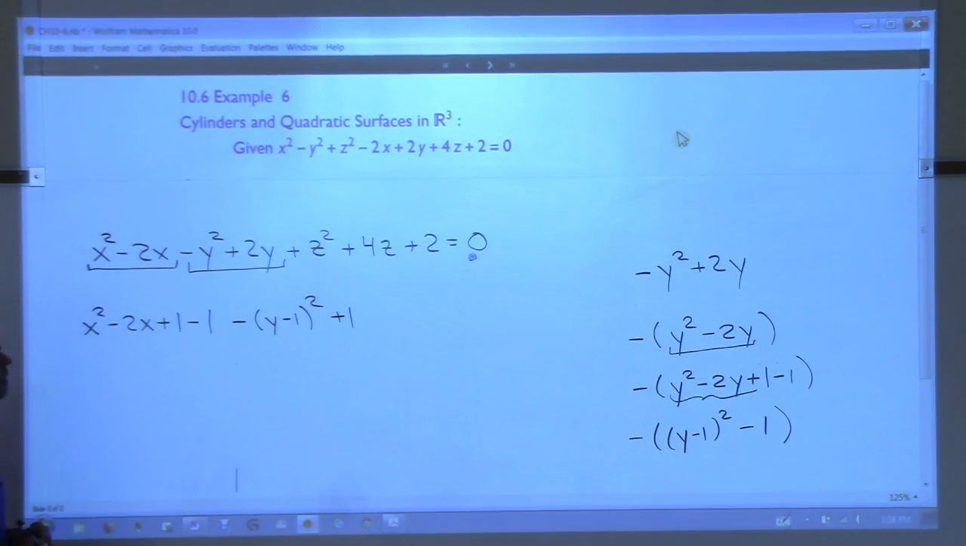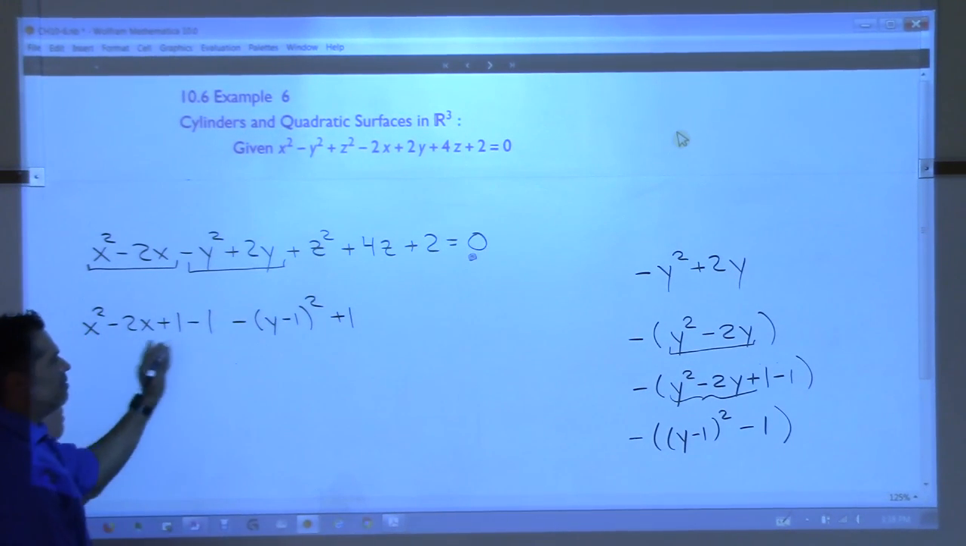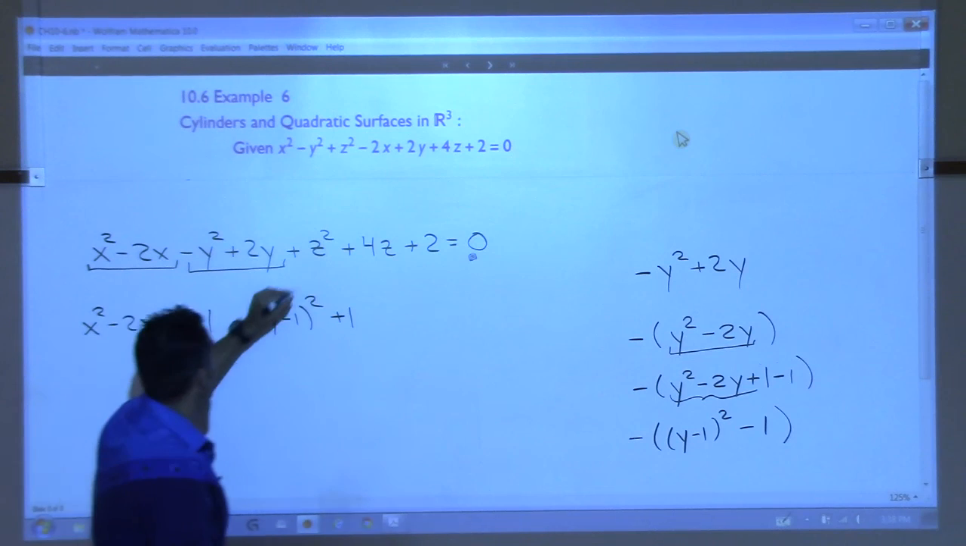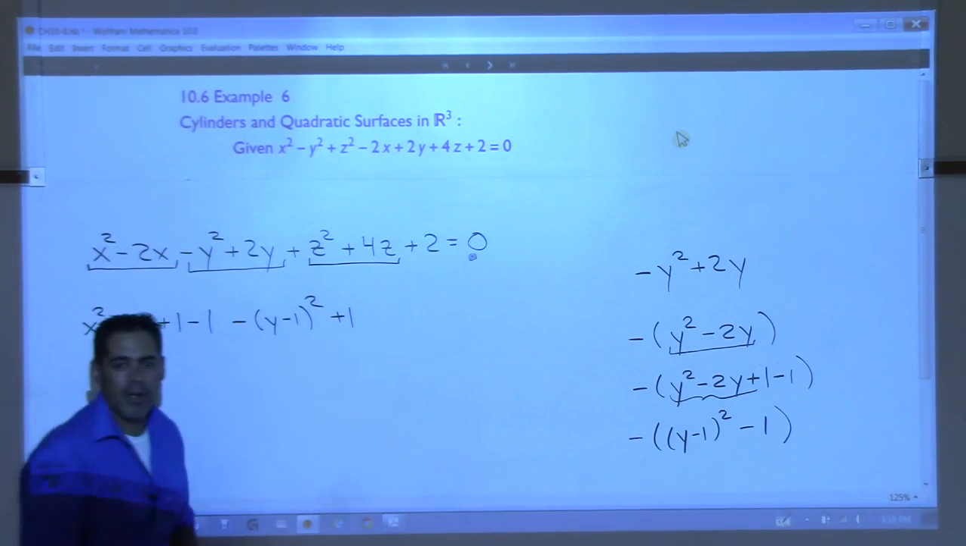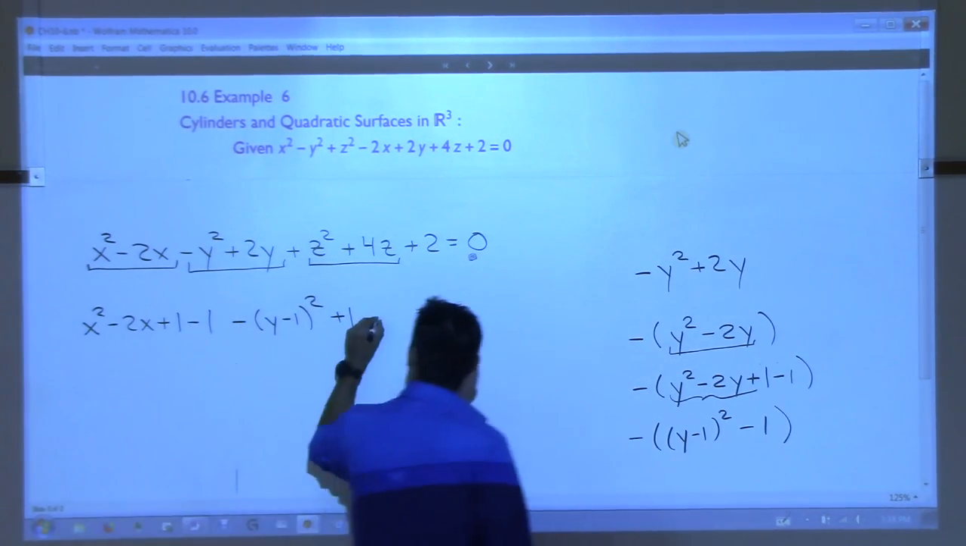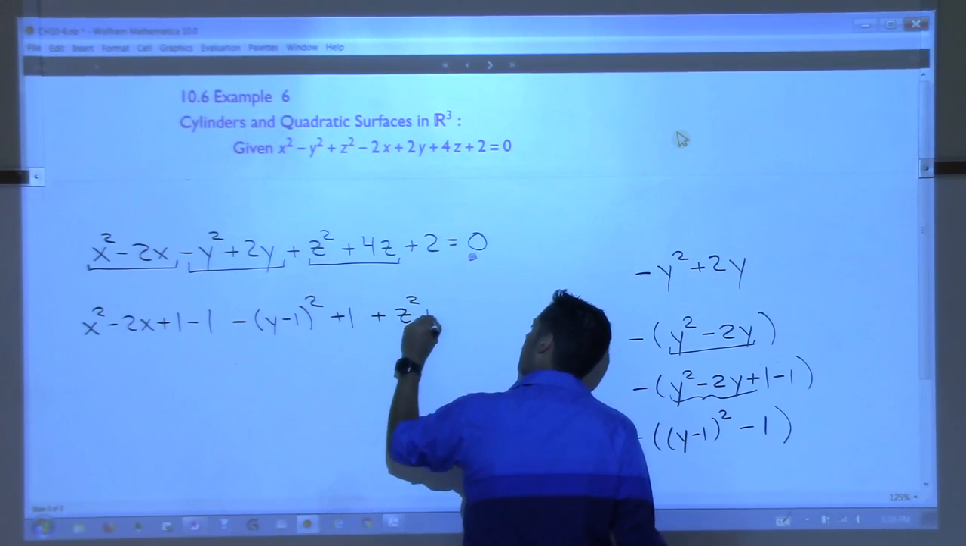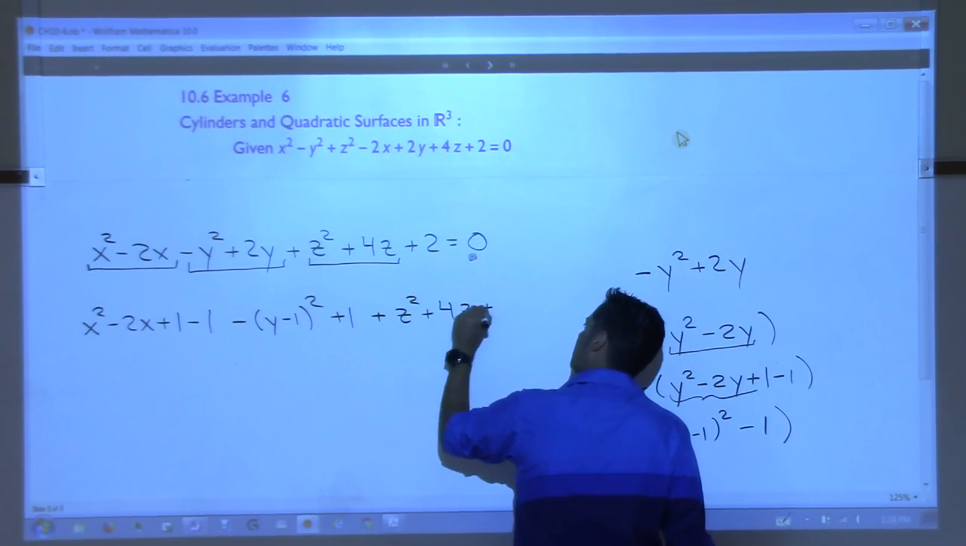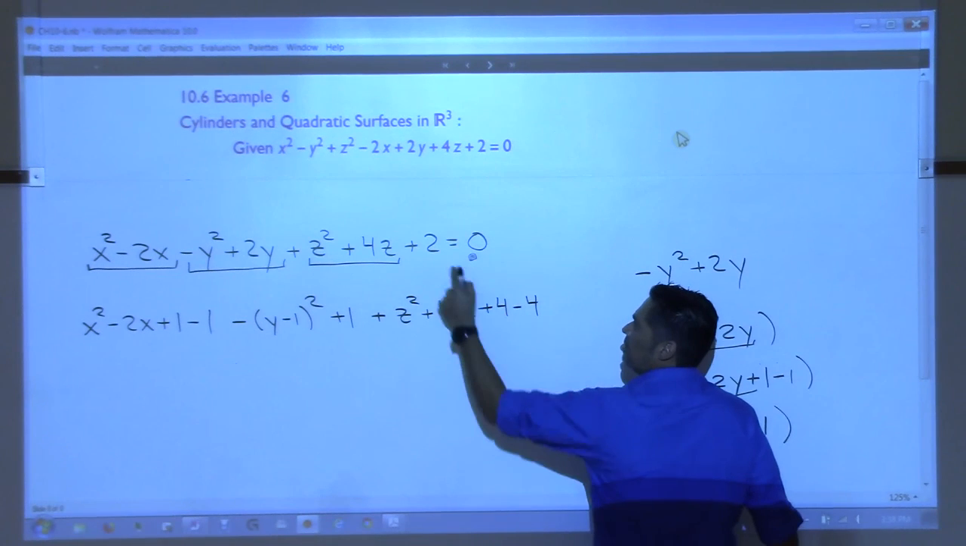Okay. I didn't break this one down. I'll have to do it on the next line. This one I don't have to worry about that 1 in front, right? It's already positive 1. So I take half of 4, square it, add it, subtract it. So I should get z squared plus 4z, add, subtract 4. And then I still have the plus 2.